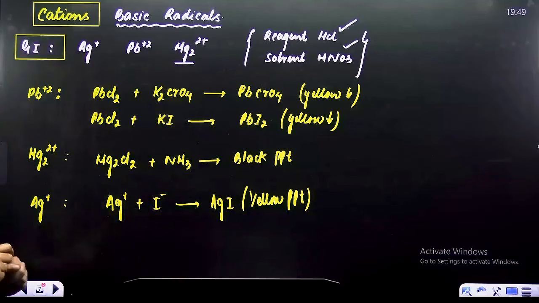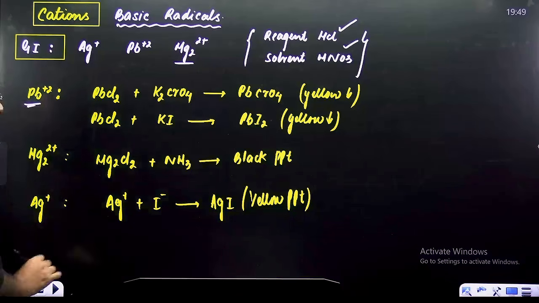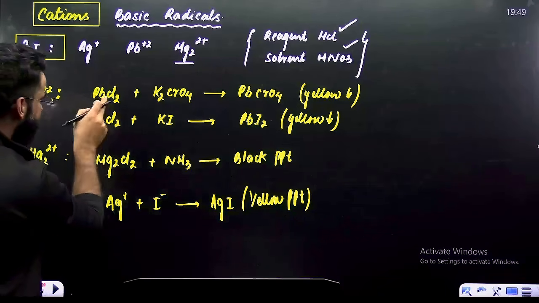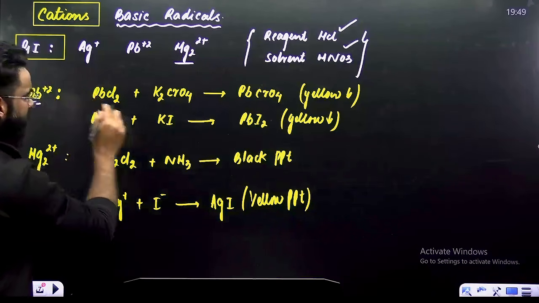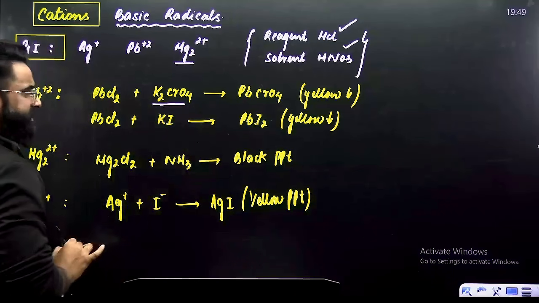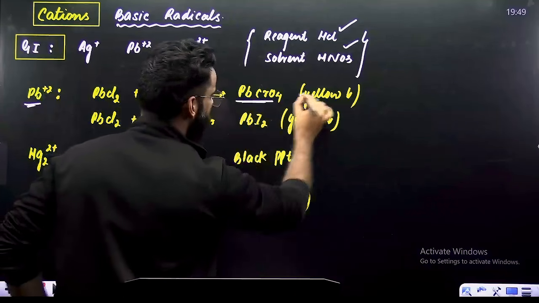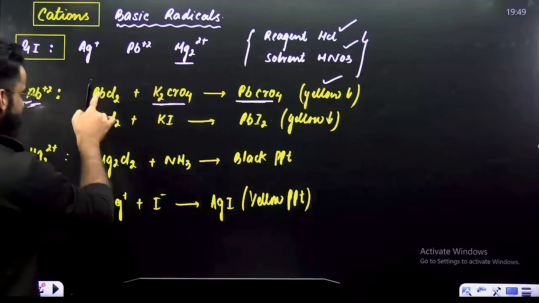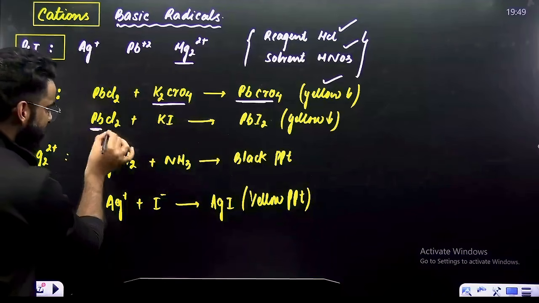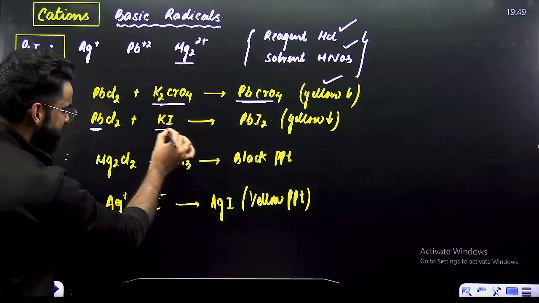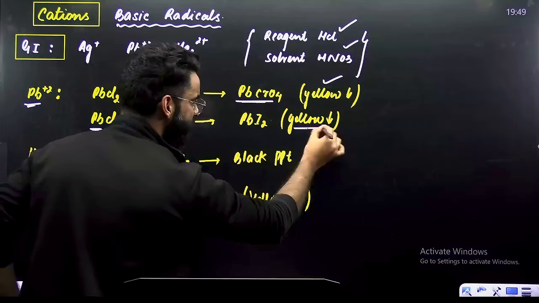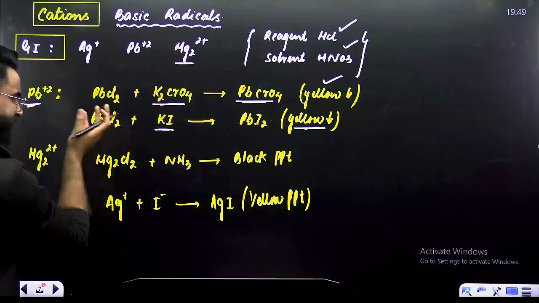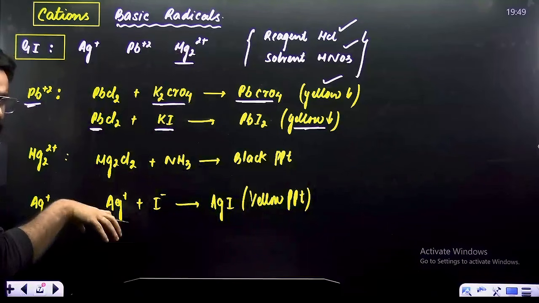Now you have to remember a few things. Your Pb2+. Here you have got PbCl2. That means it contains Pb2+. Pb2+ on reaction with K2CrO4, what do you get? You get PbCrO4. That's a yellow precipitate. Similarly, Pb2+ here, right? You take PbCl2 on reaction with potassium iodide, you again get a yellow precipitate. So this is how you detect whether Pb2+ ions are present in the solution or not.